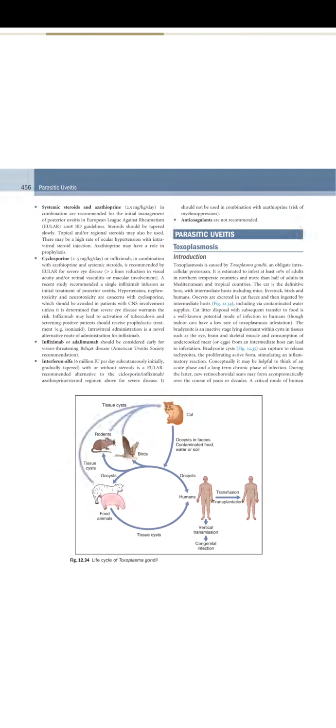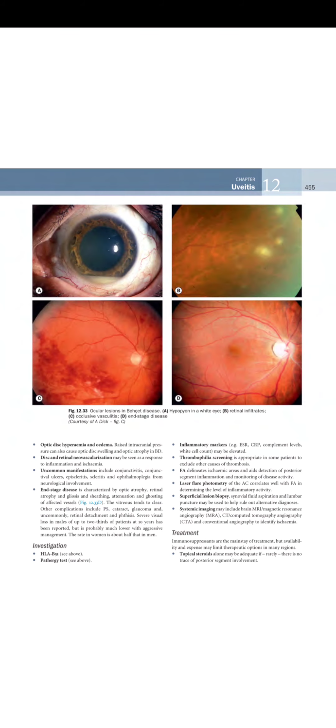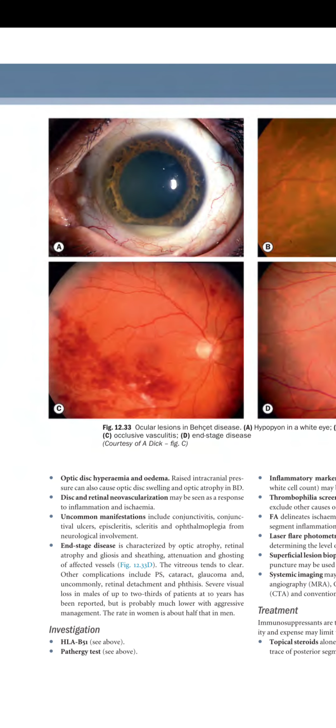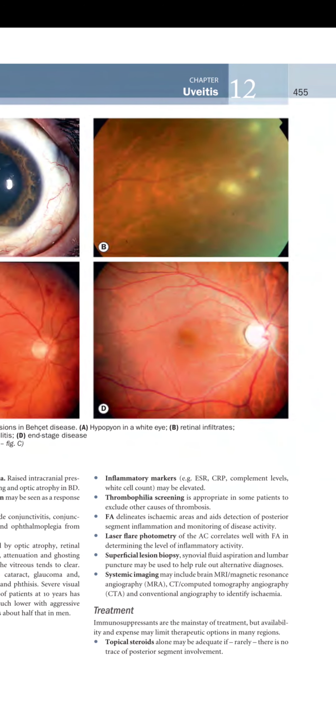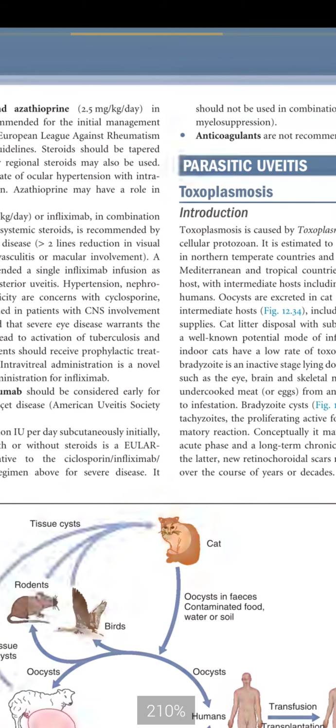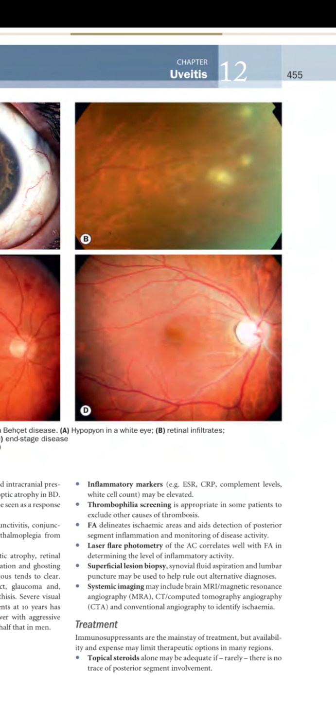Next is, what are the investigations that you can carry out in a case of Behçet disease? HLA-B51, which is positive, and the pathergy test. Inflammatory markers such as ESR, CRP, complement levels, and red cell count may be elevated. Thrombophilia screening is appropriate in some patients to exclude other causes of thrombosis. Fluorescein angiography (FA) delineates ischemic area and aids detection of posterior segment inflammation and monitoring of severe disease activity.